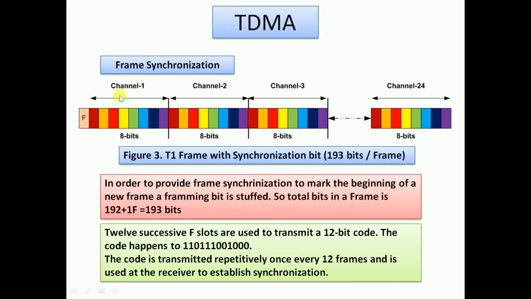Then there is a process of frame synchronization, where one extra bit is added as a framing bit. Now in one frame we have 192 data bits plus one framing bit, that is 193 bits. And there is a sequence of framing bits which is depicted as 110 111 001 000. This is the sequence of framing bits for the transmission of 12 frames.